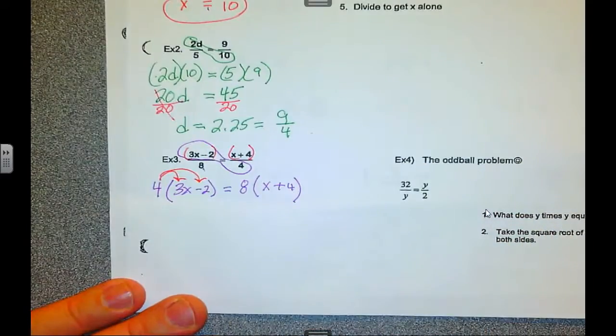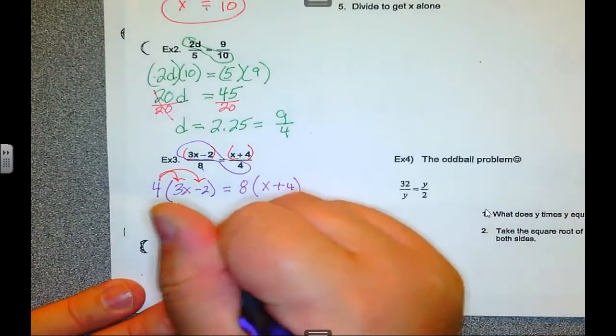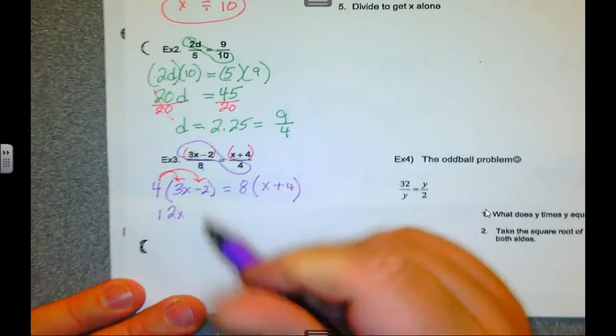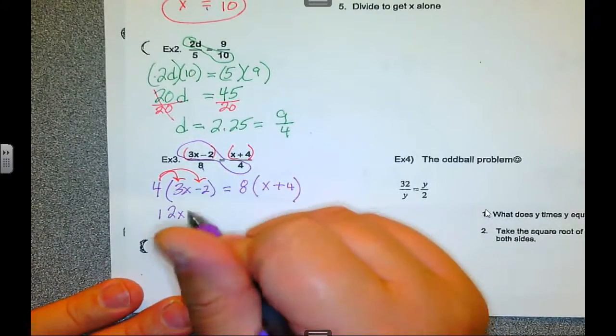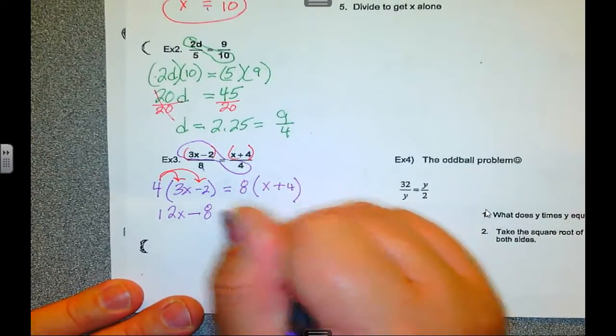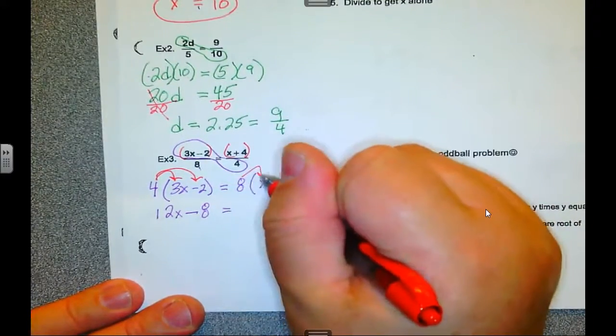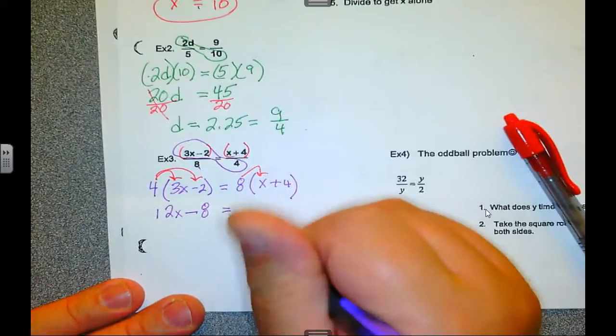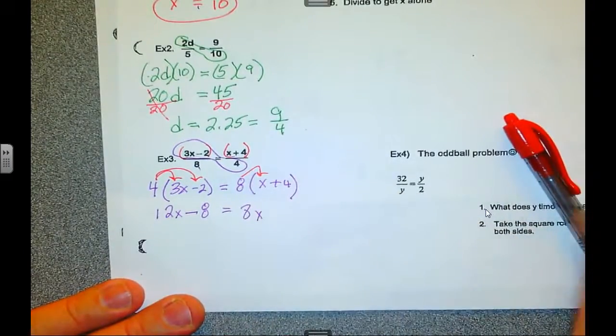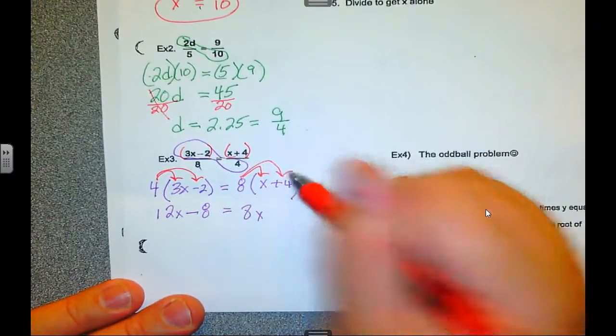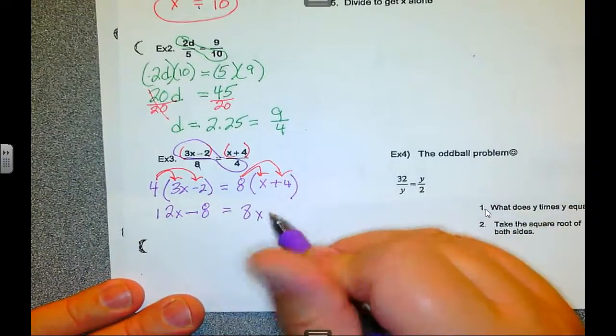4 times 3x. That's right, 12x. 4 times minus 2. Minus 8, good. 8 times x. 8x. And 8 times 4, 32.